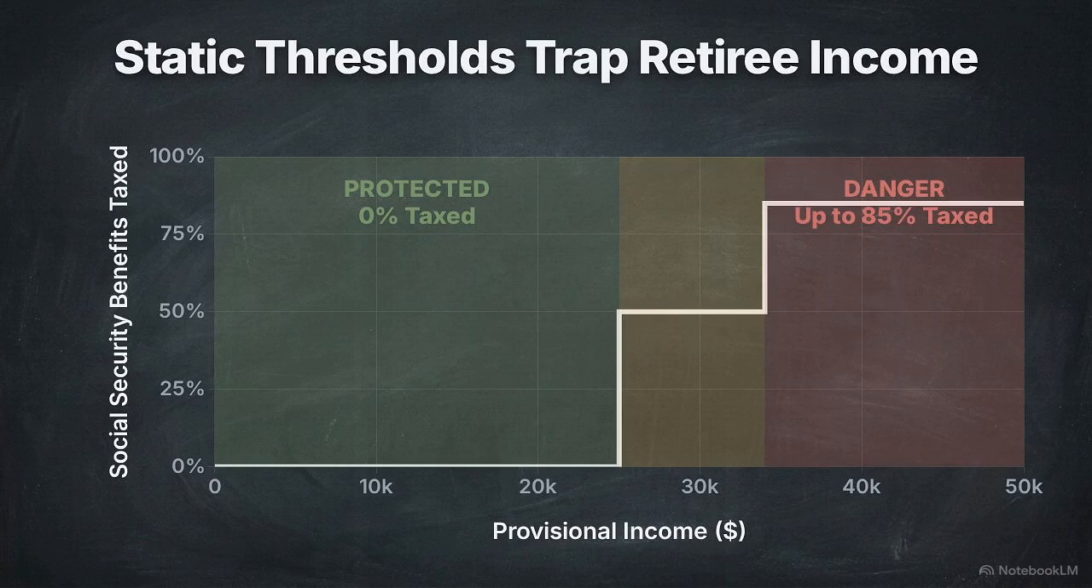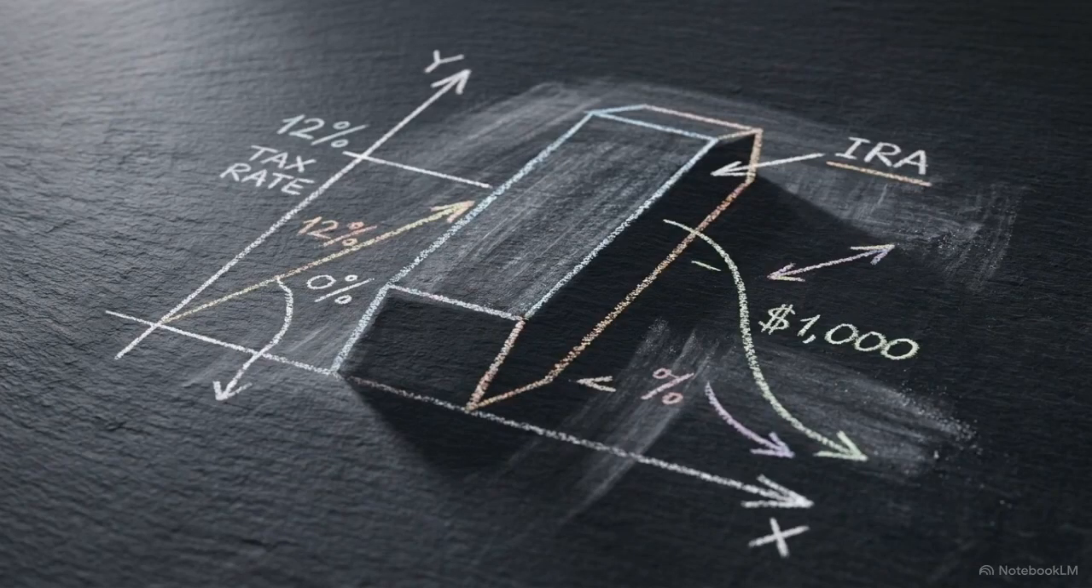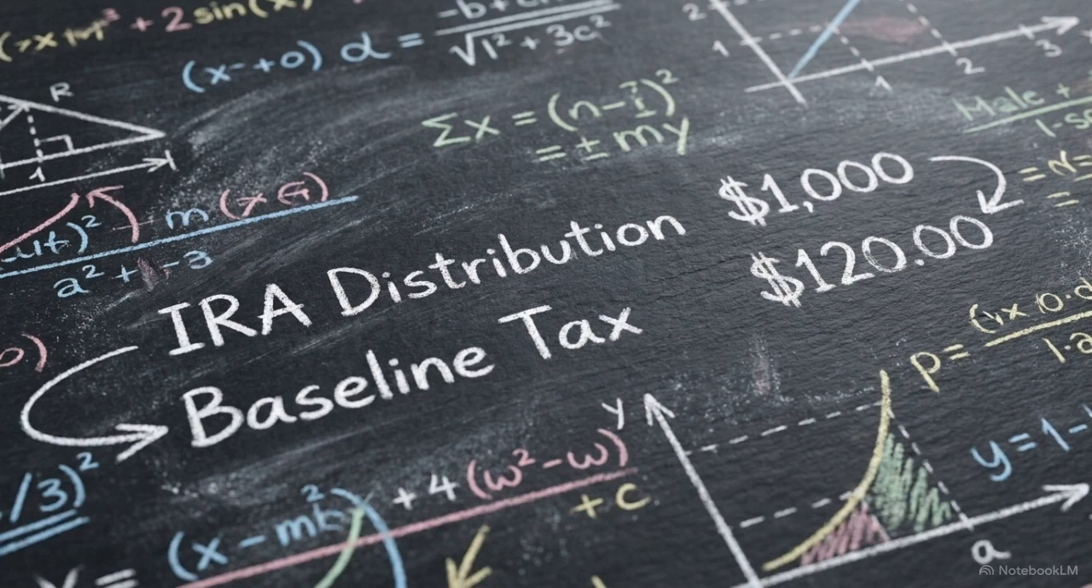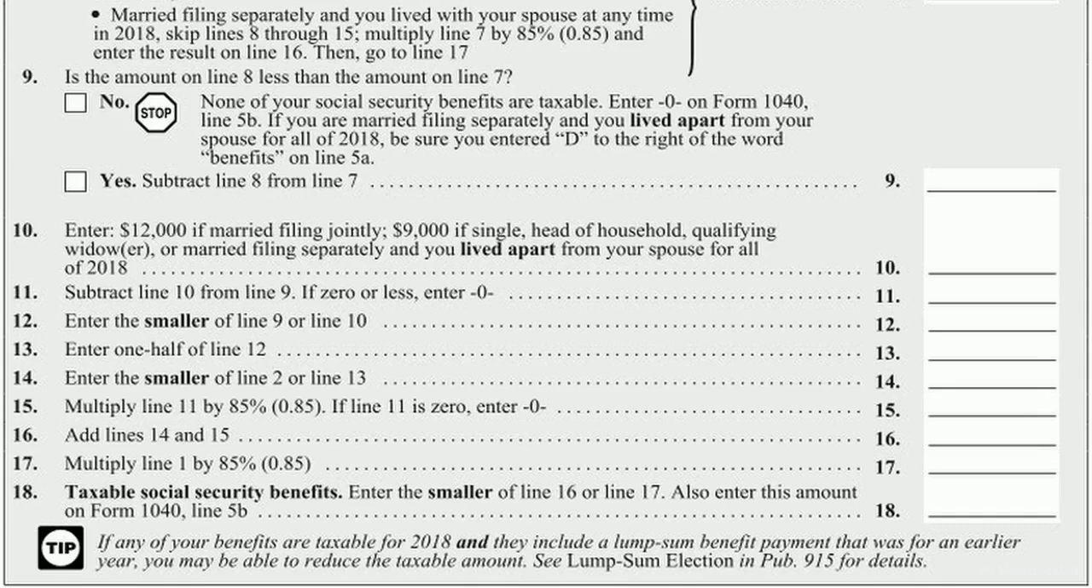Consider a single taxpayer in the 12% nominal bracket. They need cash and decide to withdraw exactly $1,000 from their IRA. That withdrawal generates a straightforward baseline tax of $120. On the IRS Social Security Benefits worksheet, the $1,000 withdrawal inflates provisional income, pushing $850 of protected benefits through the 85% multiplier. In the 12% bracket, taxing this exposed amount adds exactly $102 to their IRS bill.